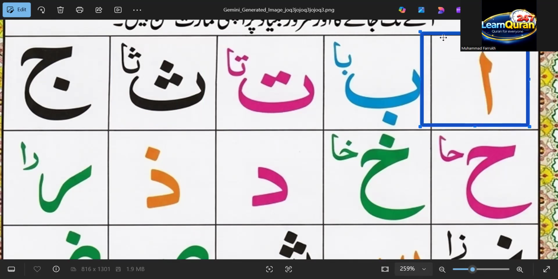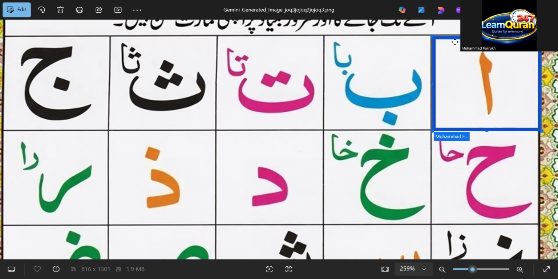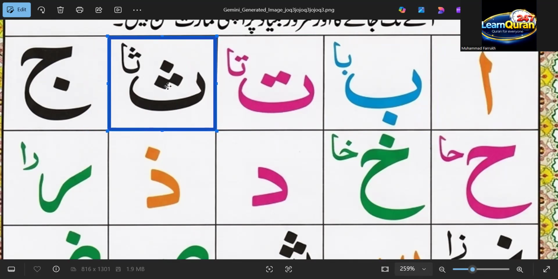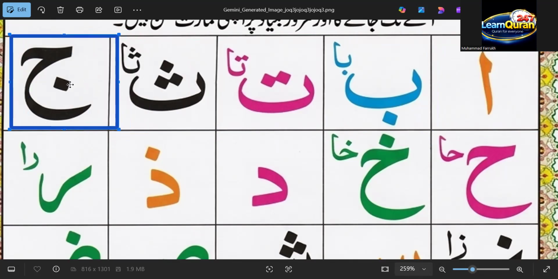So first letter is alif. All right, straight line, it's alif. The next letter we have is ba. Ba has a dot underneath. It is ba. Next letter we have is ta. Ta has two dots. And the next letter we have is tha. Tha has three dots up. And after that we have the next letter, jim. Jim has a dot inside. It is jim.